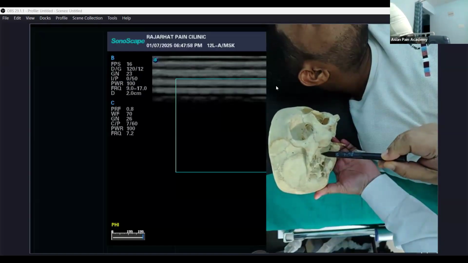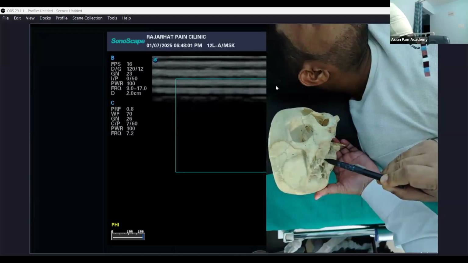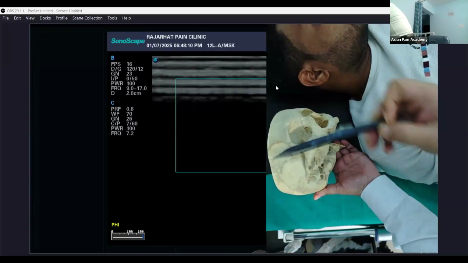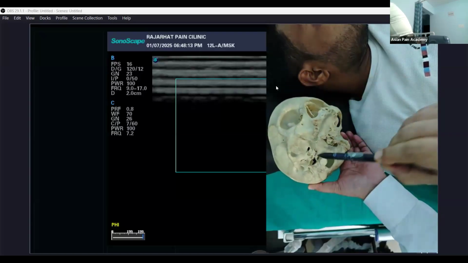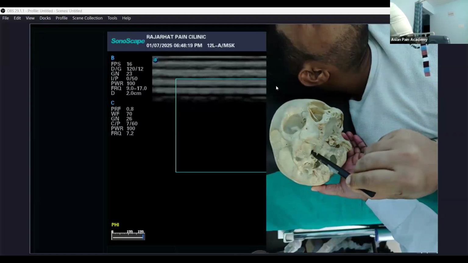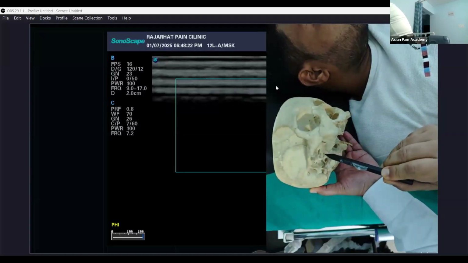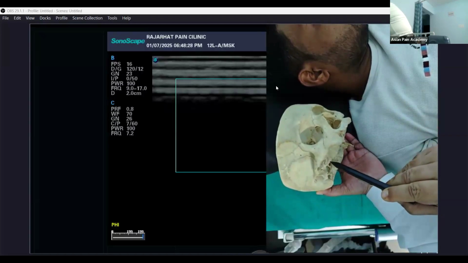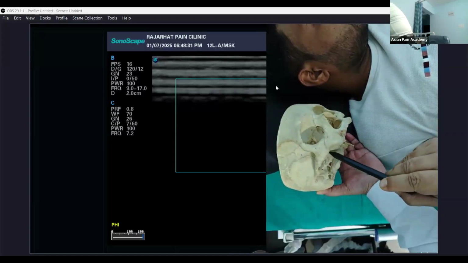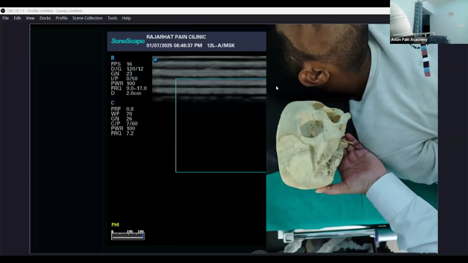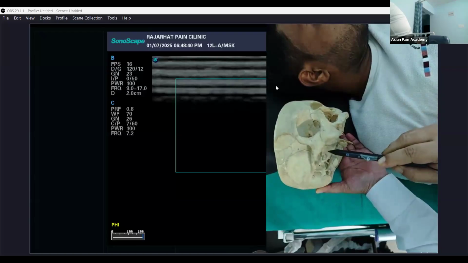If we go just below that, this area is for the mandibular branch, posterior to the pterygoid plate. Why is this for the mandibular branch? This is the foramen ovale, and from the foramen ovale the mandibular nerve comes straight, so it is just posterior to that. Our target is to hit the pterygoid plate and then come posteriorly for mandibular, and anteriorly and a bit superiorly for maxillary. This is what we can see with ultrasound.